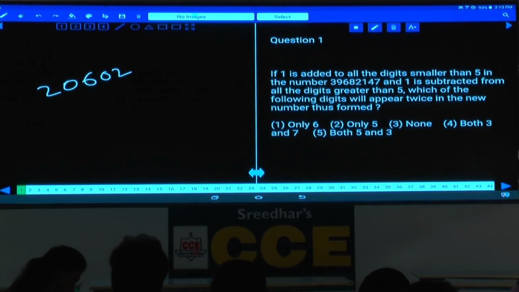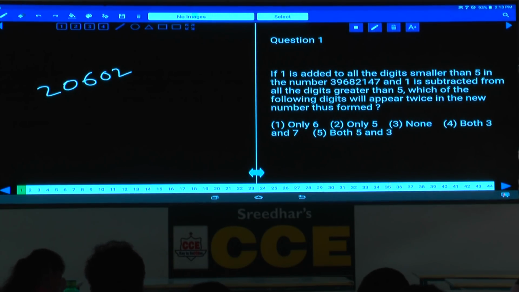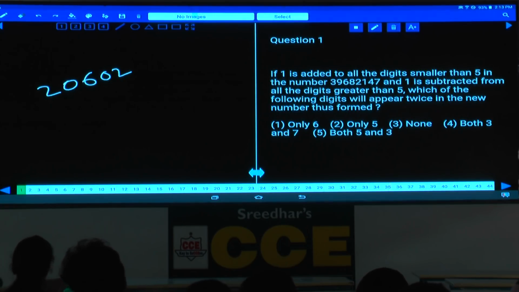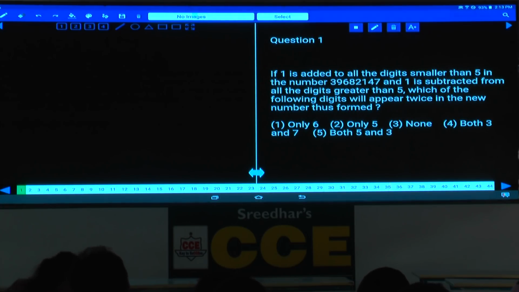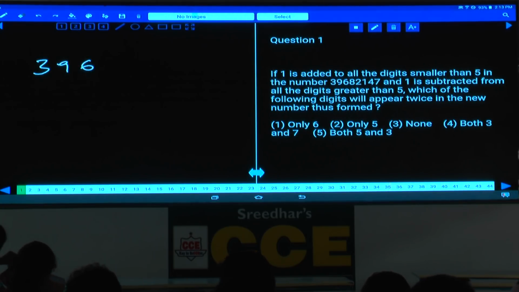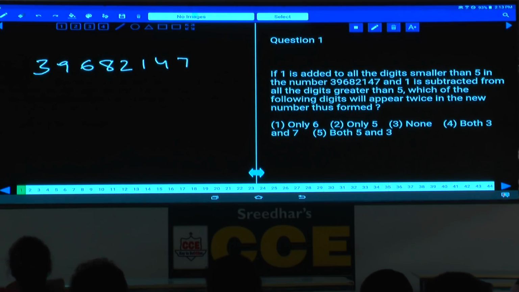RRB PO Tier 1. Now in this question number 1, 1 is added to all the digits smaller than 5. What is the number given here? 3, 9, 6, 8, 2, 1, 4 and 7. In total how many digits are there? There are 8 digits: 3, 9, 6, 8, 2, 1, 4, 7.